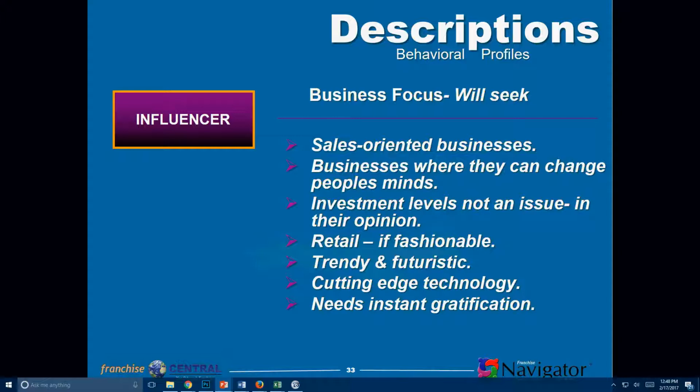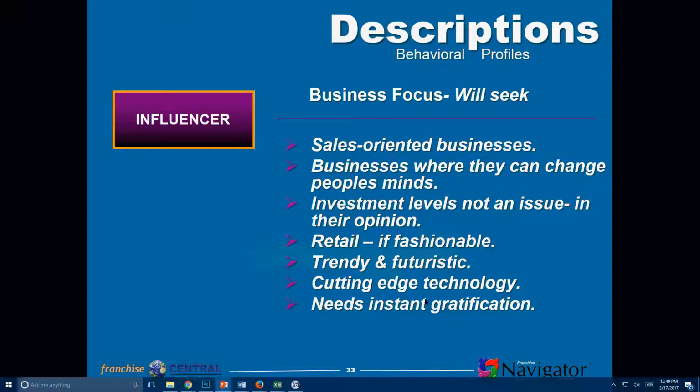So what they're going to look for is anything that's sales and marketing oriented, businesses where they can change people's minds. Now, this is key because the value system of the influencer is they pride themselves on their ability to influence somebody's mind, somebody's decision-making process, somebody's buying process. They love that. They get a high from doing that. When they're talking about the investment level for a business, they tend to feel that's not an issue. But that's in their opinion. Because remember, if it costs $50, they're going to spend $55, $60. So they've got that carrot.